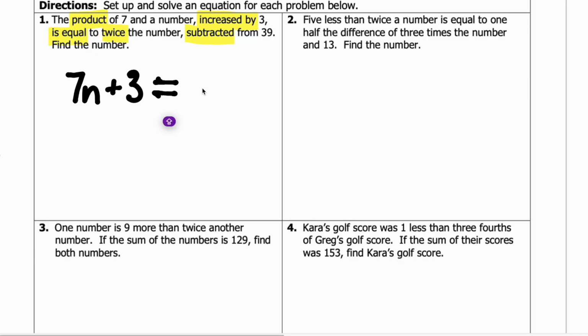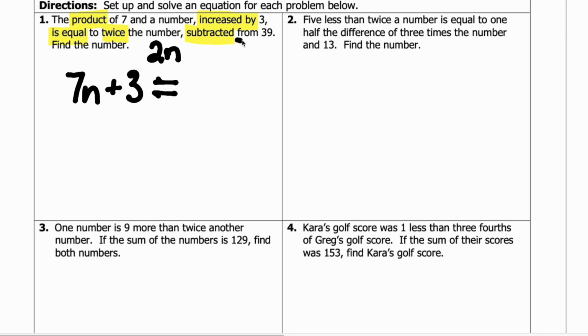Is equal is just going to be the equal sign. Twice the number: okay, so twice the number is going to be two times that same number. And since we use the variable n, we need to use the same variable for the next portion. So I'm going to write that right here, and I'll explain why in a second. So two times the number subtracted from 39.